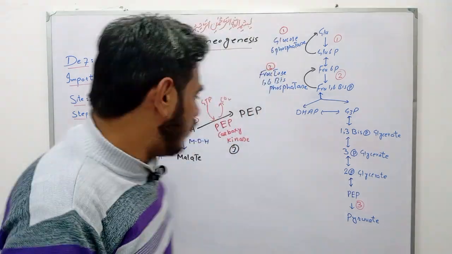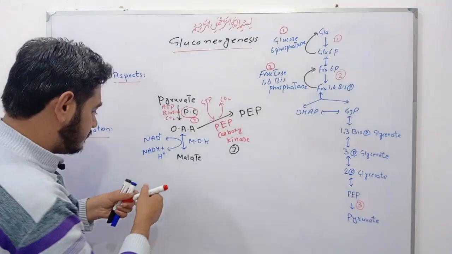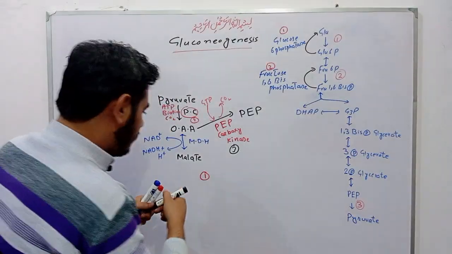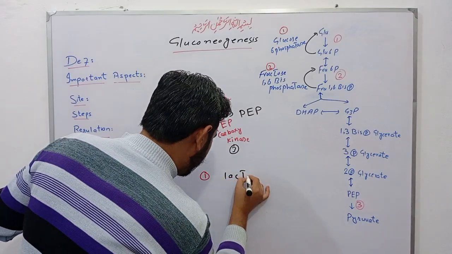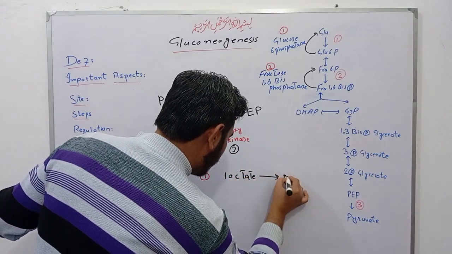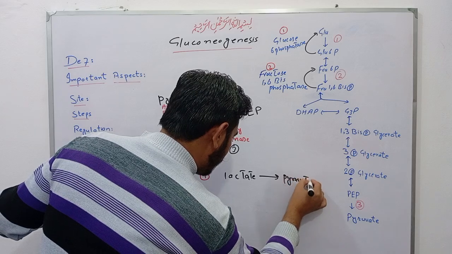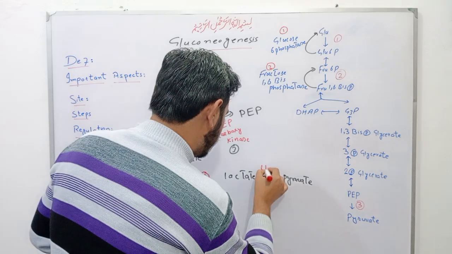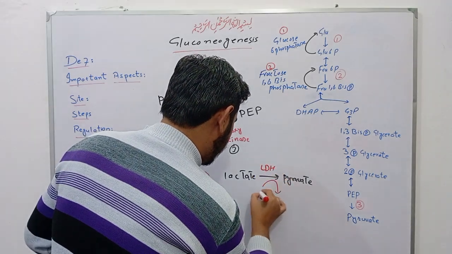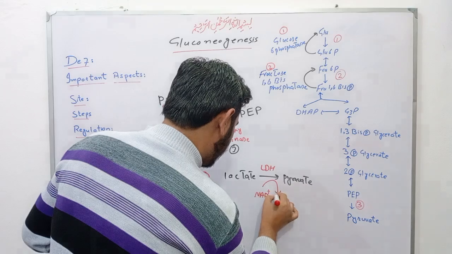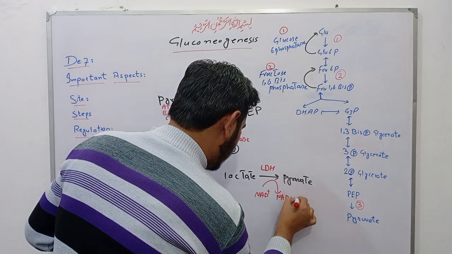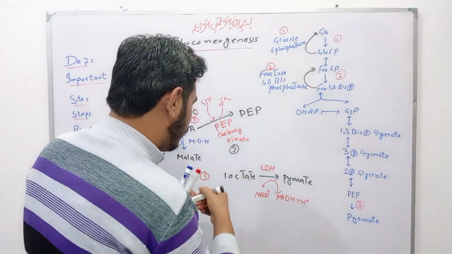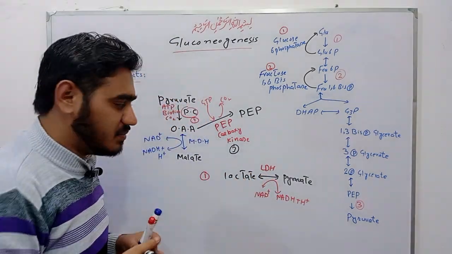Okay. Now, how does lactate convert into glucose? First, lactate converts into pyruvate with the help of lactate dehydrogenase enzyme, and here NAD plus converts into NADH and H plus. It is a reversible reaction. The conversion of lactate to pyruvate is a reversible reaction.